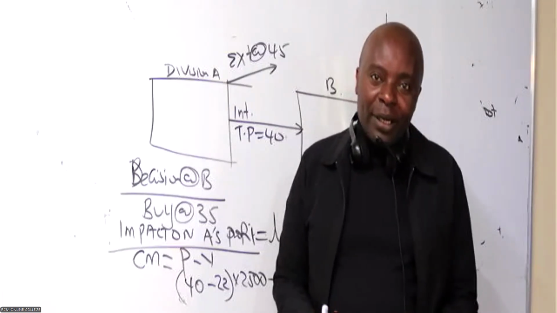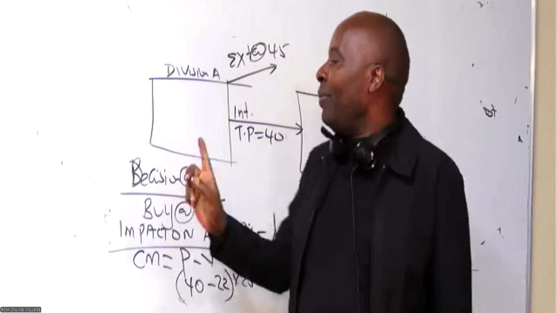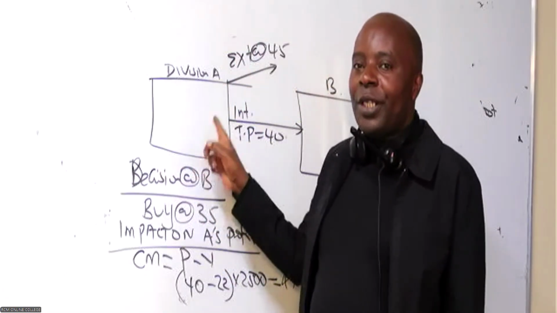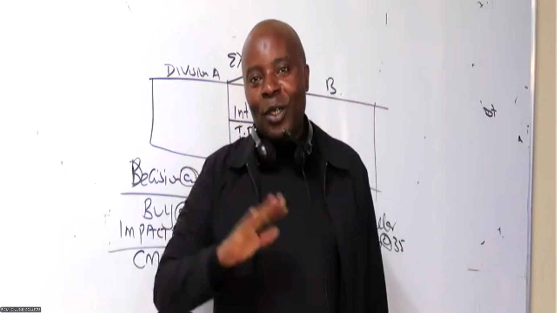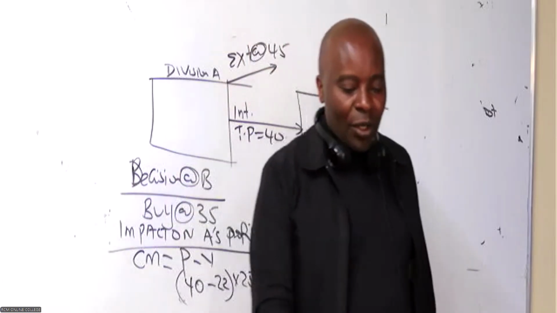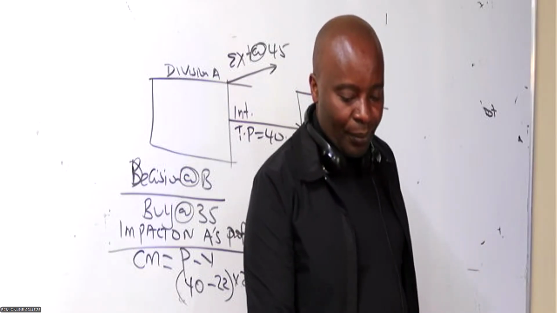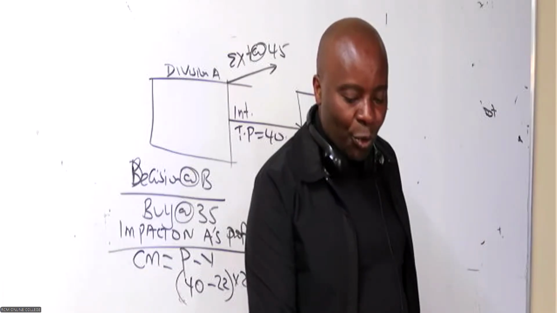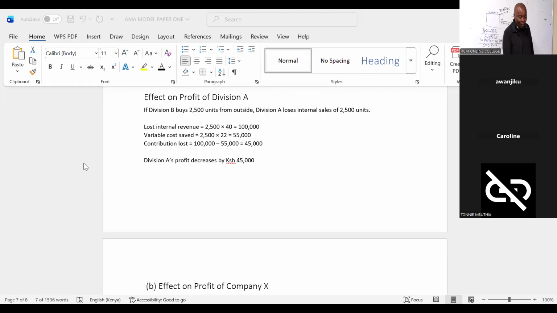And then remember, this examiner is very categorical that there is no way A will be able to push these units to the external market. The external market is already saturated. That's what we are told. So we shall lose. Somebody is saying no impact. There shall be an impact. So in this case, division A's profit is decreased by this 45,000.